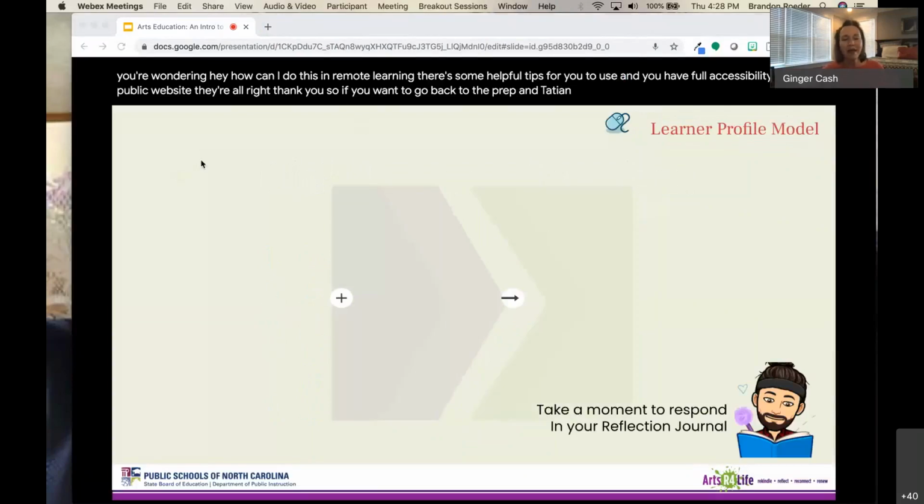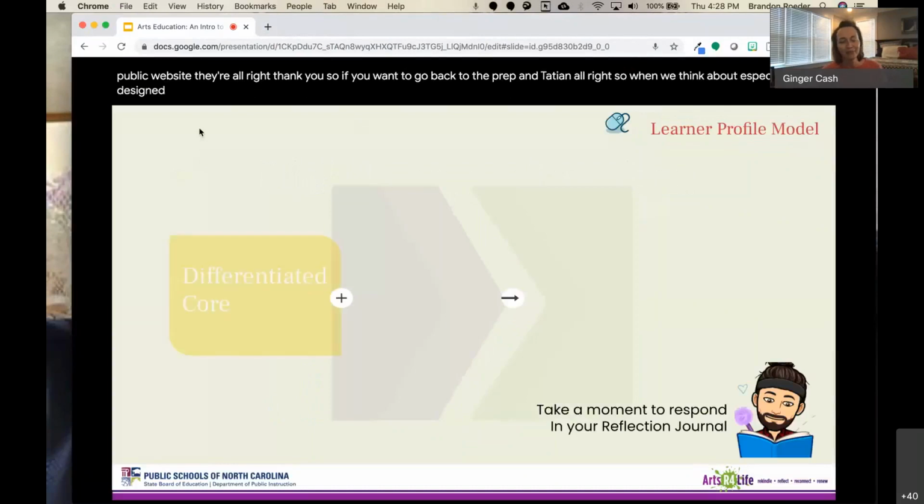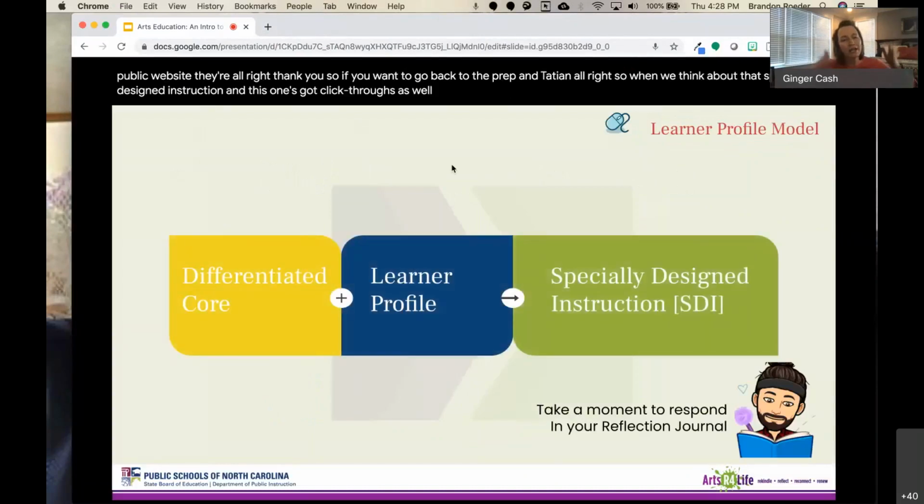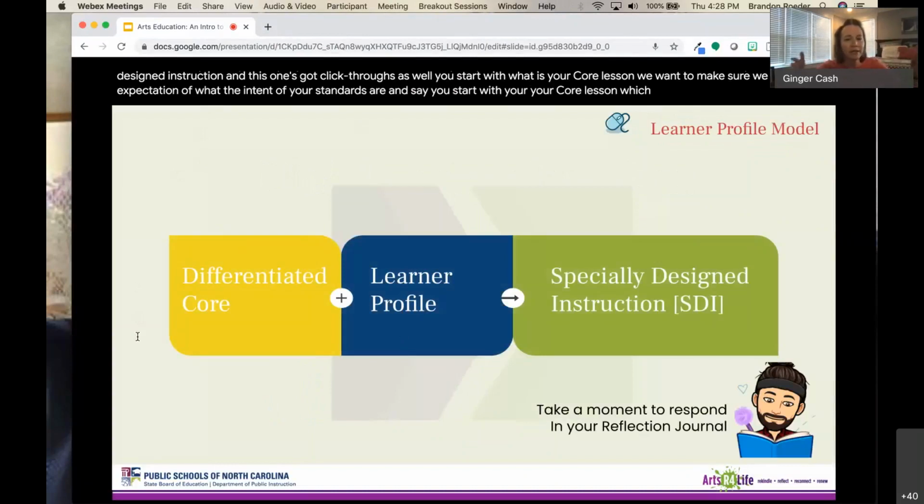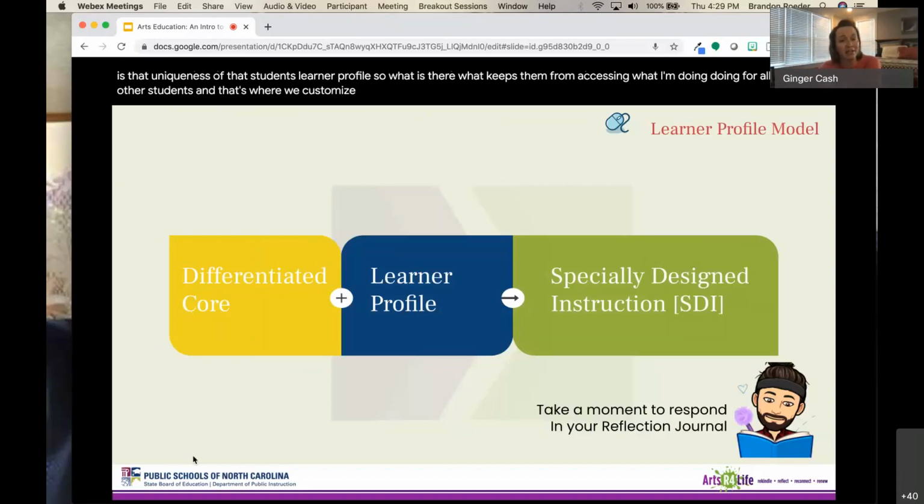All right, so when we think about that specially designed instruction, and this one's got click-throughs as well, you start with what is your core lesson. We want to make sure we keep the expectation of what the intent of your standards are. And so you start with your core lesson, which may have some of those practices already embedded in it. So that's why we term it as a differentiated core instruction lesson. Then we've got to think about what is that uniqueness of that student's learner profile. So what is their unique needs that result from their disability? What keeps them from accessing what I'm doing for all of the other students? And that's where we customize and we build that specially designed instruction.